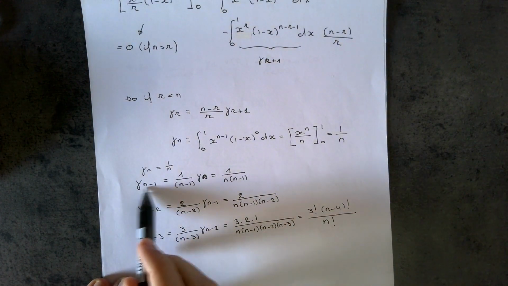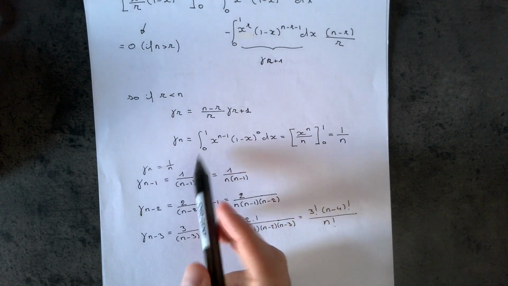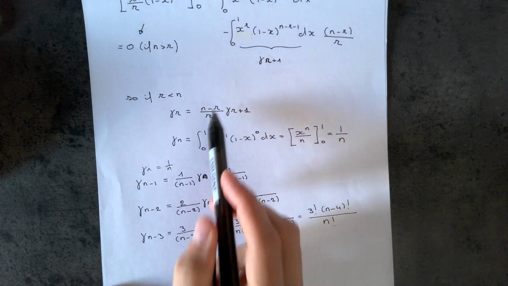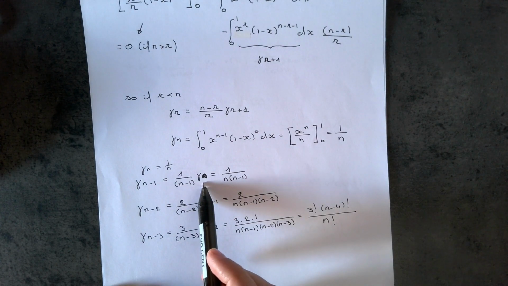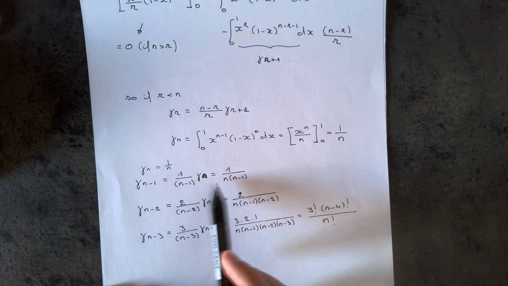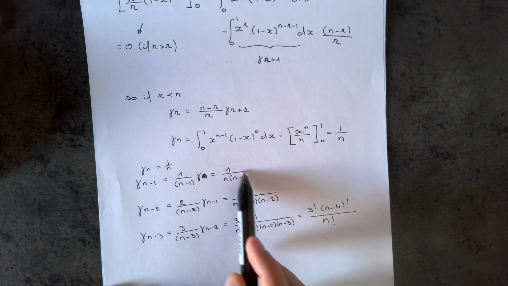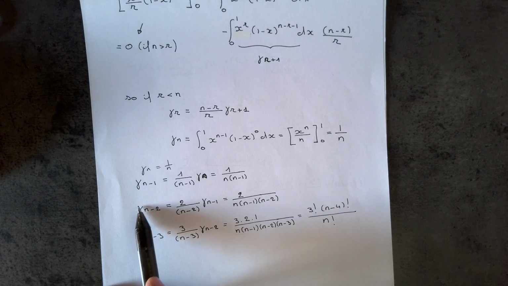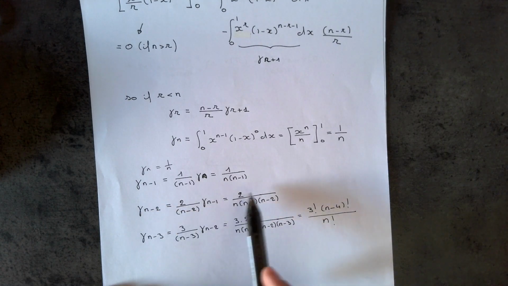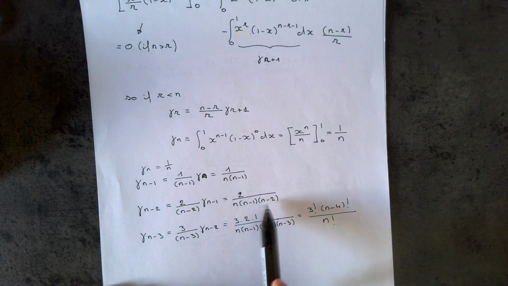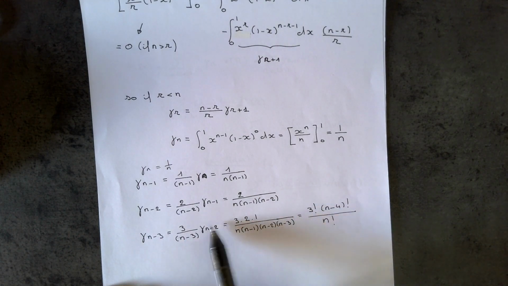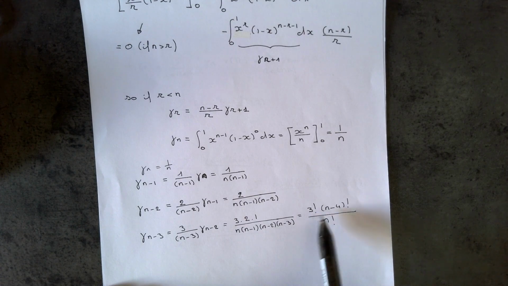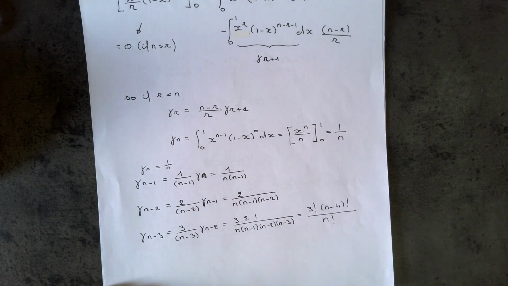So for example, gamma n minus 1 can be written as n minus 1, which is 1, divided by r, which is here n minus 1, times gamma n, which is 1 divided by n minus 1 times n, which is this expression. Can evaluate gamma n minus 2. What we get is 2 divided by n times n minus 1 times n minus 2. Gamma n minus 3, which you can rewrite in the end as 3 factorial times n minus 4 factorial divided by n factorial.